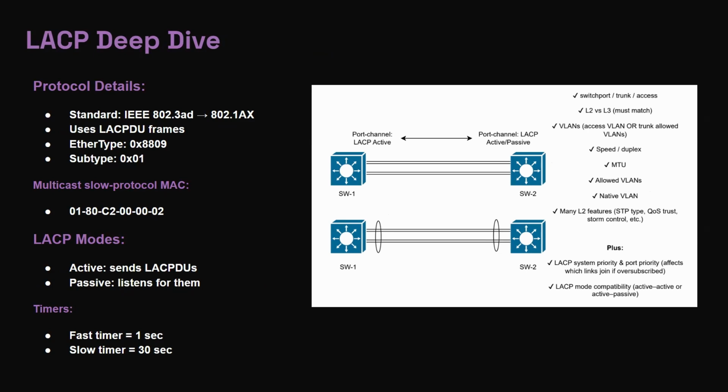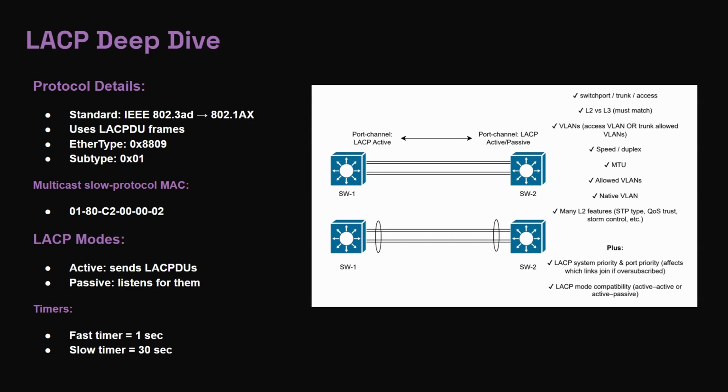Yeah, so LACP, the protocol details. It's an industry standard. IEEE 802.3ad is where you will find the specifications on LACP. It uses LACPDU frames. The ether type for LACP frames will be 0x8809. The subtype will be 0x01. The multicast MAC address is shown on the slide.